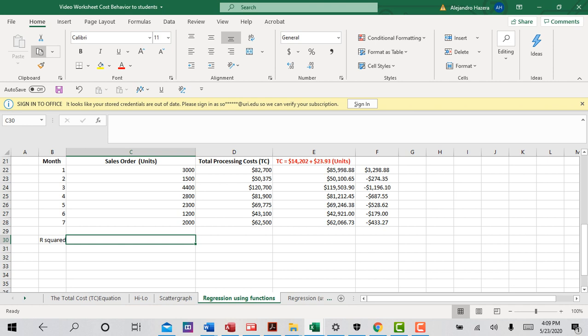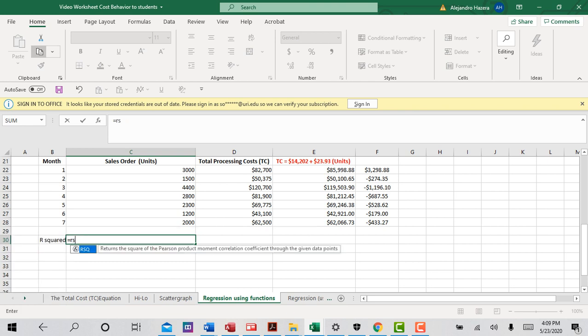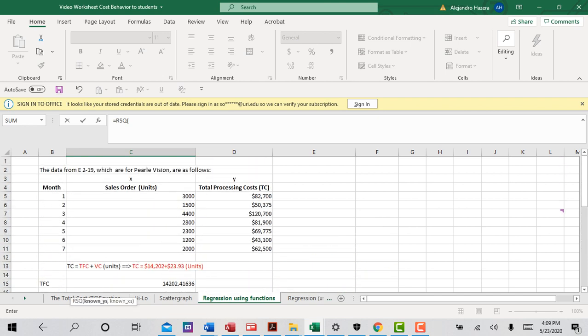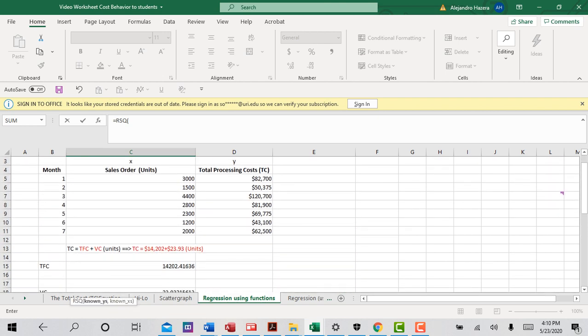Okay, so you'll notice that in Excel, there is another function. We'll do R square. There it is, R square, and we'll just click on here. We're going to do known y's and known x's again. Okay, so R squared will give you the prediction based on this equation line. You get that. So known y's are these numbers. Known x's are these numbers.